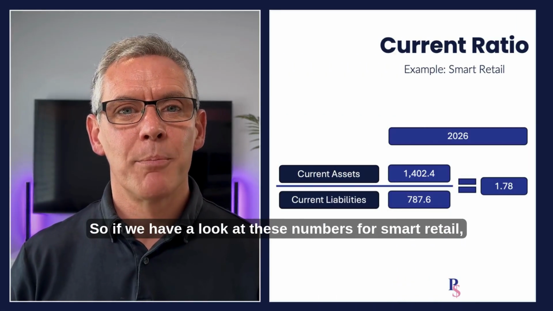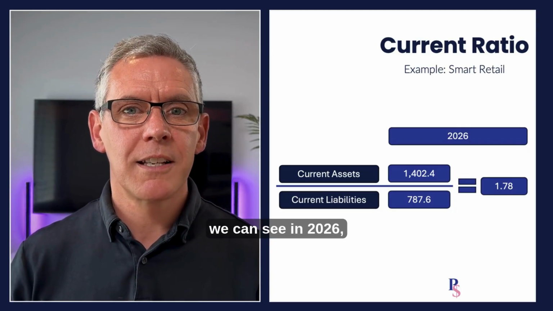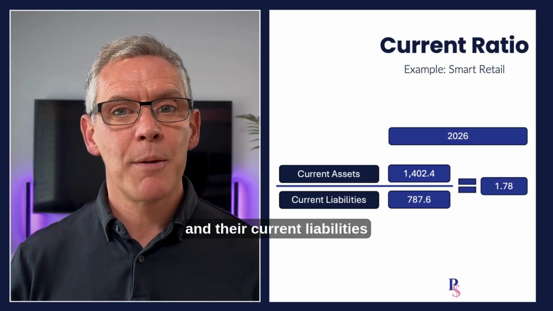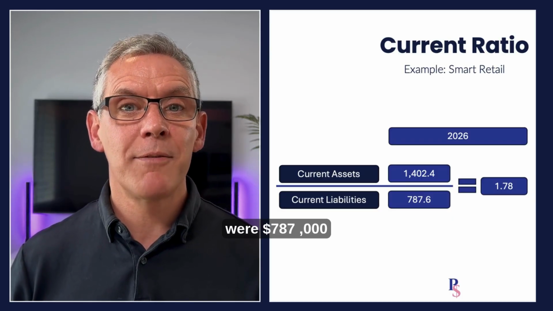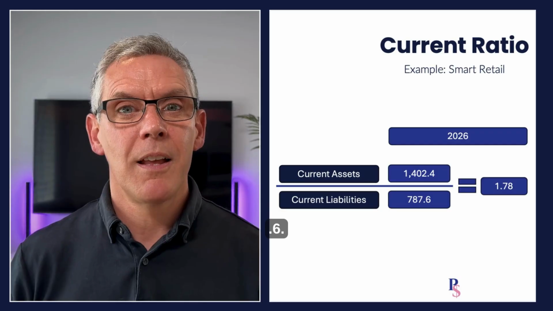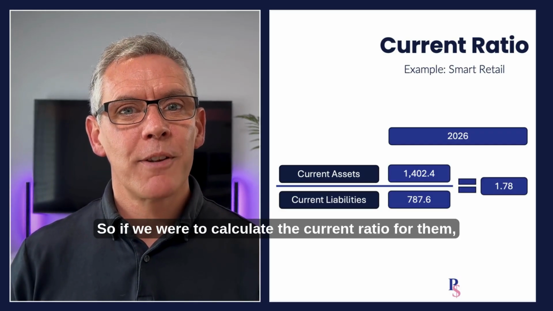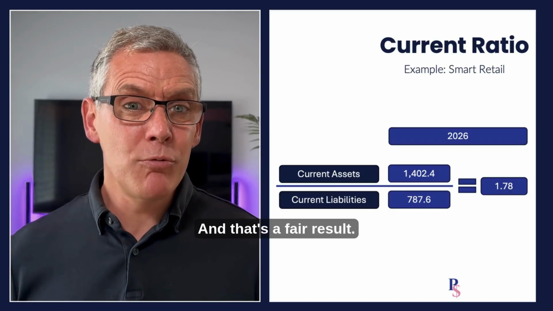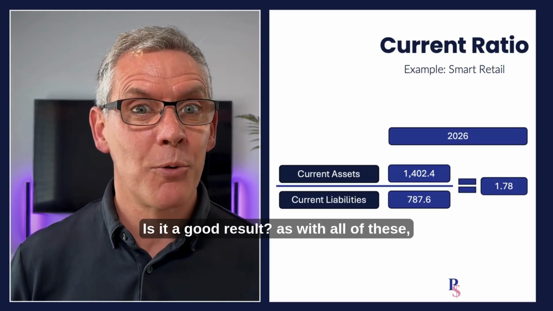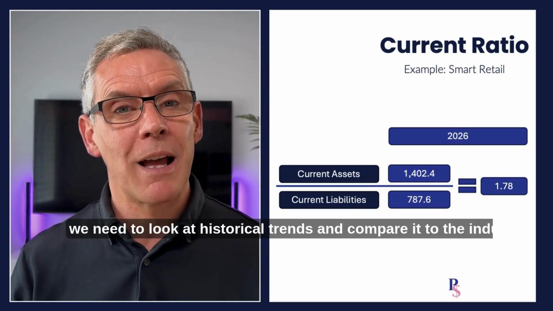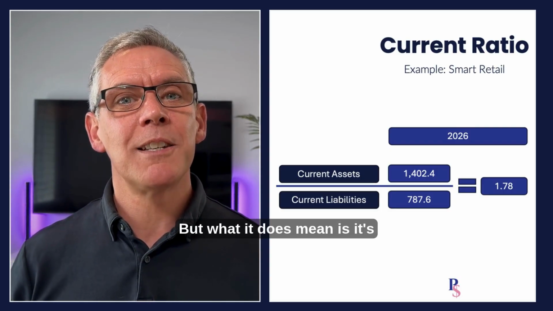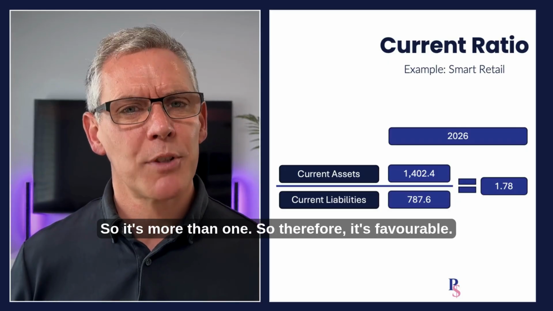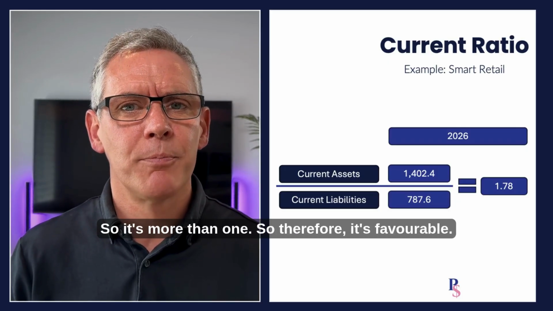So if we have a look at these numbers for Smart Retail, we can see in 2026, their current assets were 1,402,000 and their current liabilities are 787,000. So if we were to calculate the current ratio for them, that is 1.78 times. And that's a fair result. Is it a good result? Well, as with all of these, we need to look at historical trends and compare to the industry. But what it does mean is it's got more current assets than it needs to discharge its current liabilities. So it's more than one, and therefore it's favorable.